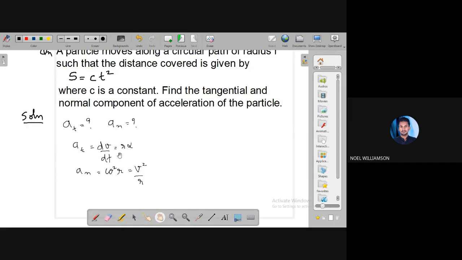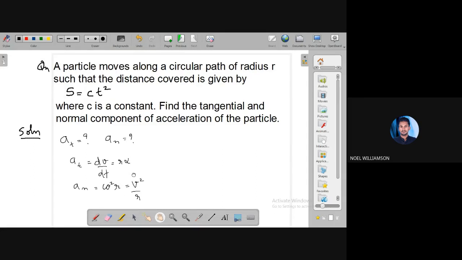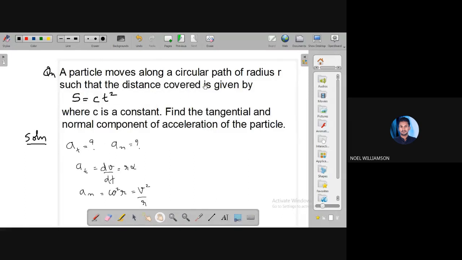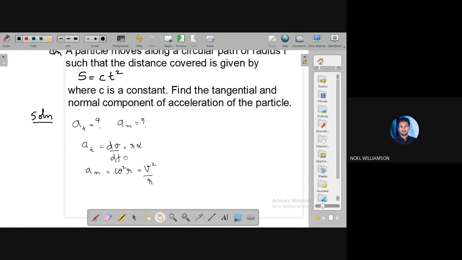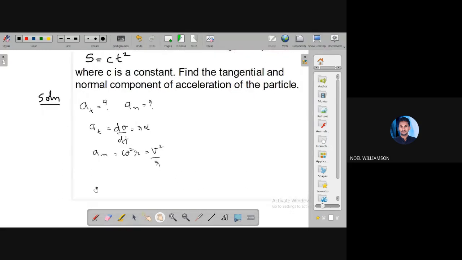Then we see whether we are having these values over here or how we can reach there. So what are the given conditions or given data? Here it is given radius is r, and we are not given the value of r itself, and we have been given a relation for displacement. So if we have the displacement, then we will get the velocity by differentiating. So here we can use the first relation, that is AT equal to dV by dt. For that we have to find the velocity.